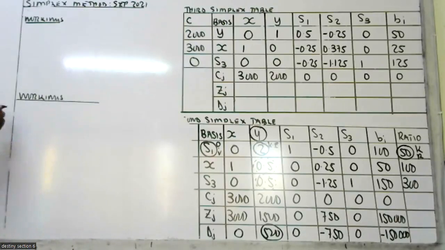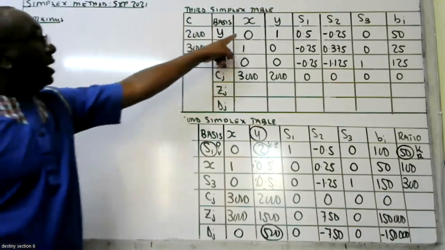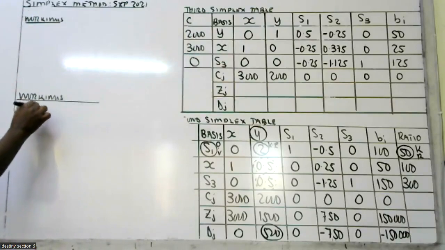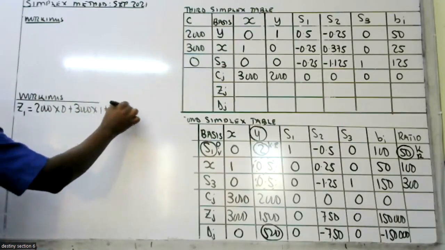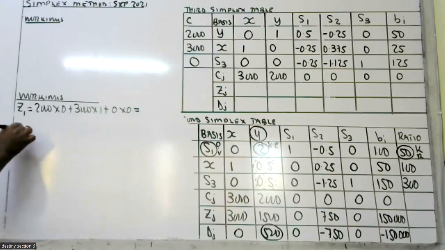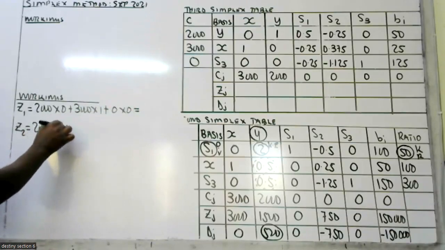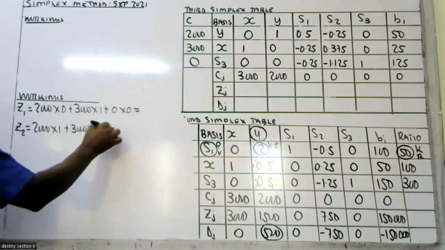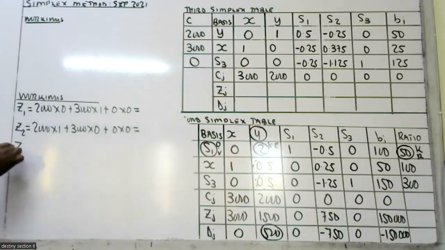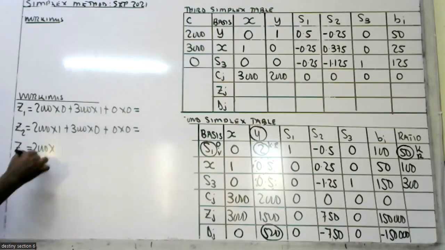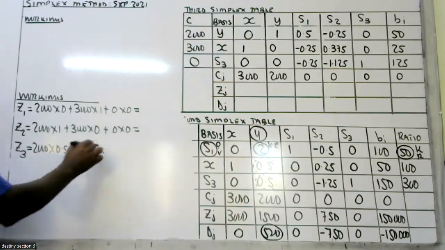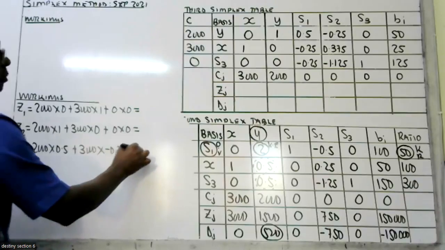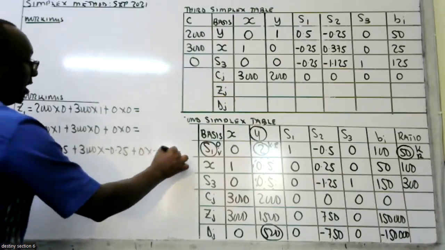So the other working now is for Z1. So we take these values here, you multiply by these ones here. So it's going to be 2,000 times 0 plus 3,000 times 1 plus 0 times 0. Z2 is 2,000 times 1 plus 3,000 times 0 plus 0 times 0. Z3, it is 2,000 times 0.5 plus 3,000 times negative 0.25 plus 0 times negative 0.25.